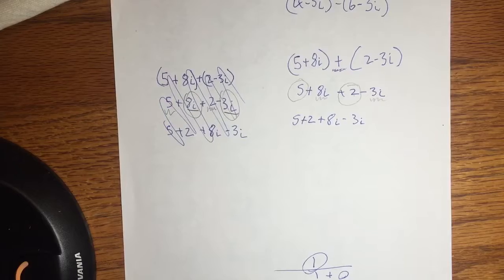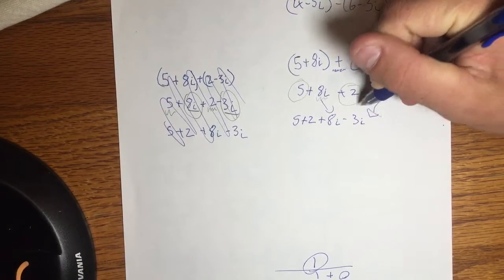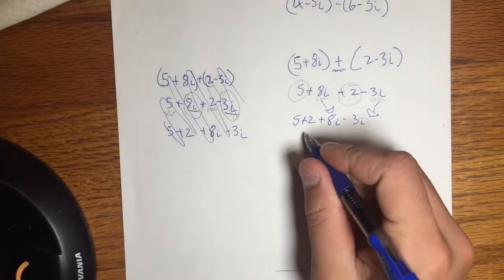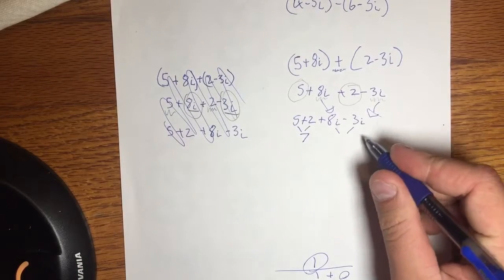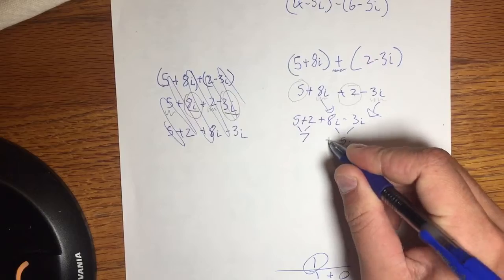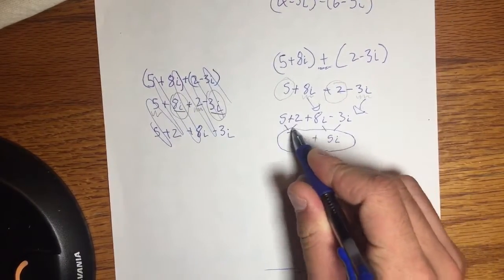See how I was able to move those around? I got the 8 there, 3 there, you got it. Okay, well, let's combine like terms now. What do we get? We get 7, and what's 8 minus 3? 5i. Okay, that should be your answer.